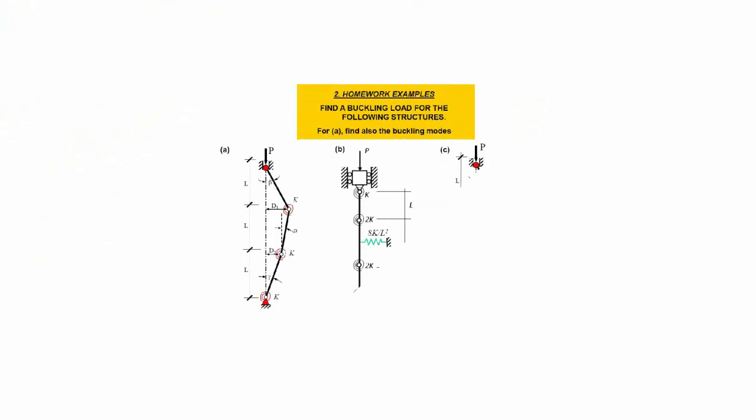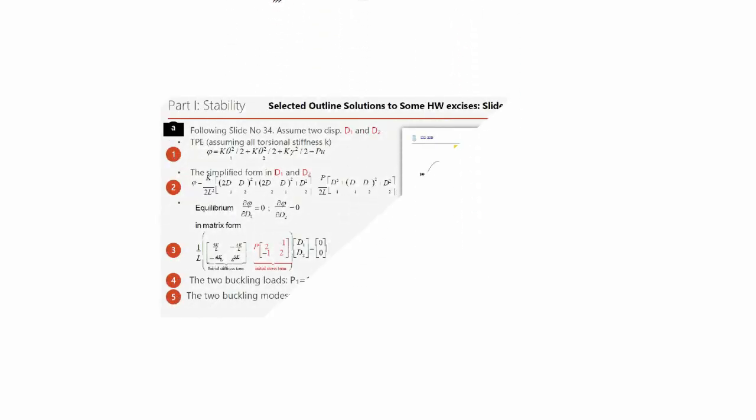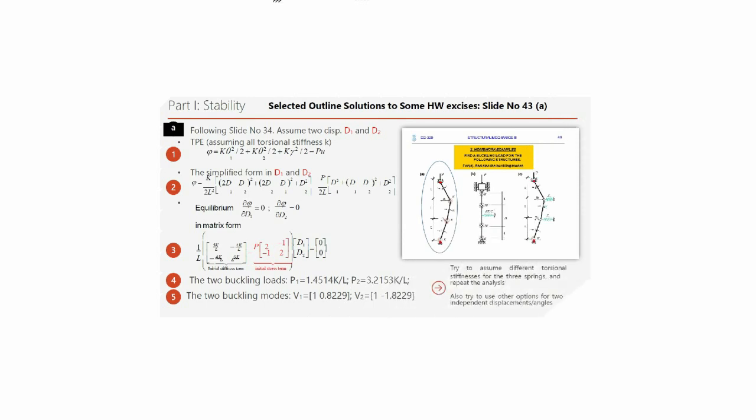Part I, Stability. Selected outline solutions to some HW exercises, slide number 43, A. Following slide number 34, assume two displacements, D1 and D2. TPE, assuming all torsional stiffness K, then the simplified form in D1 and D2.